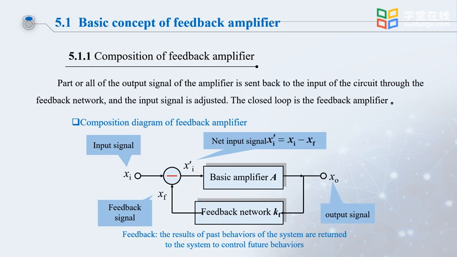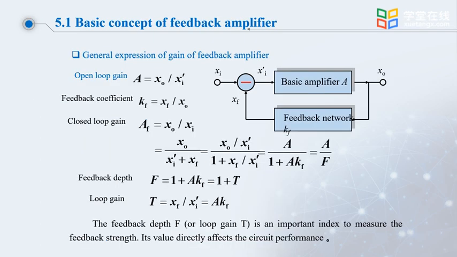Xi we call the input signal, Xo is the output signal, and XF is the feedback signal. F stands for feedback. We process the net input signal Xi', that is to say, Xi' equals Xi minus XF. It's the net input signal. Feedback means taking how the system behaved in the past as a supplementary signal and returning it to the system to control future behavior. This is called feedback.